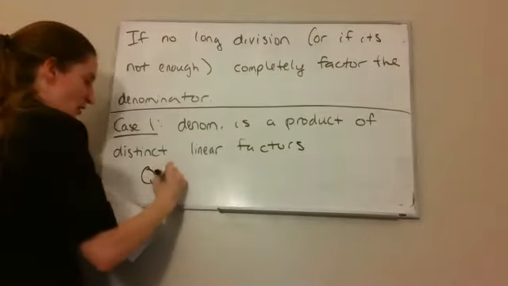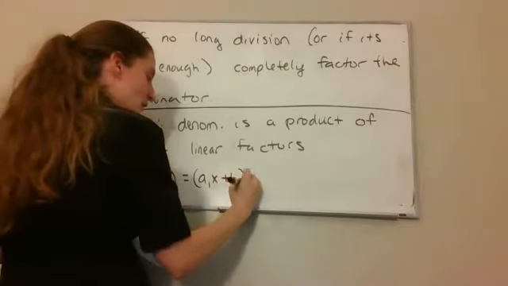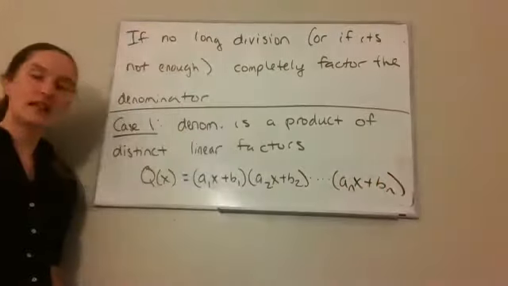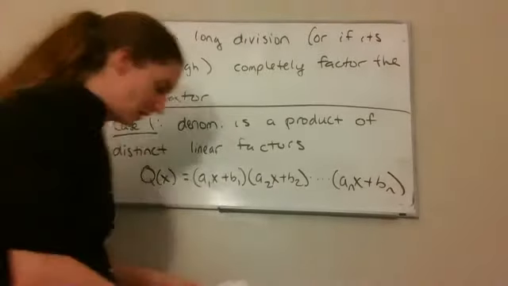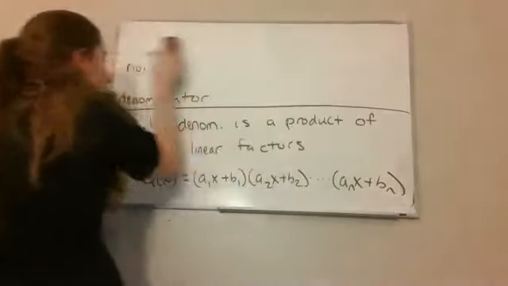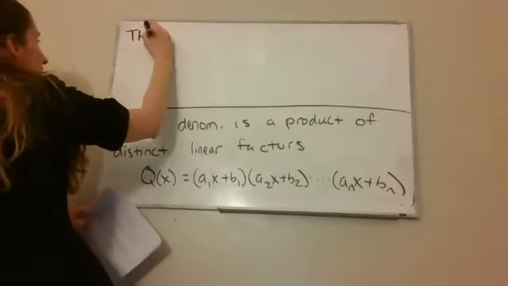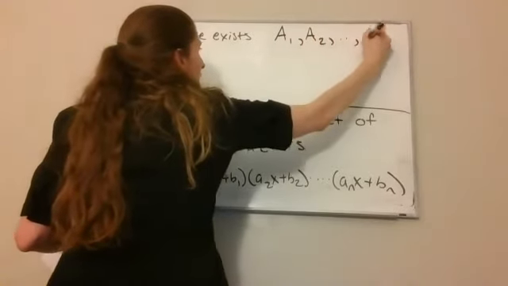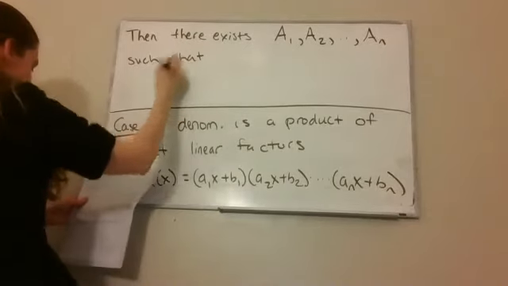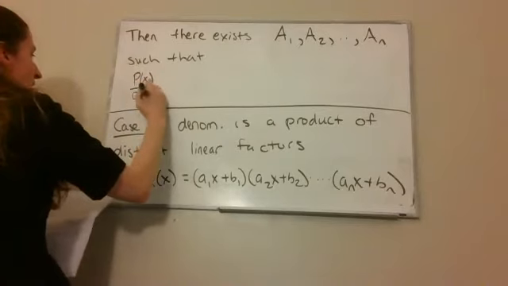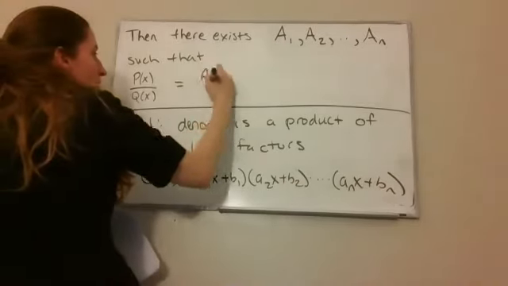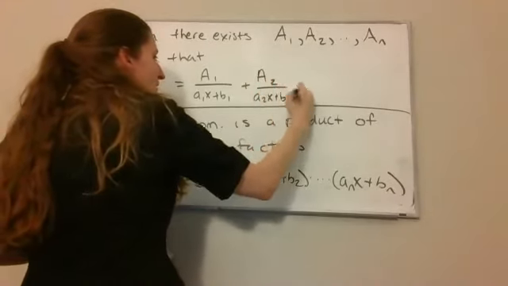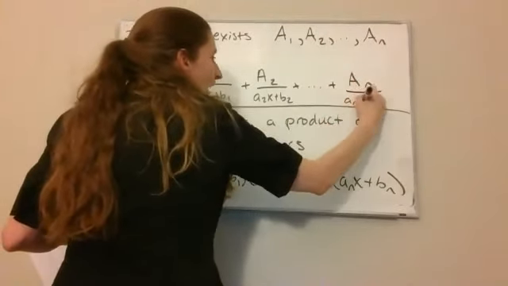So that means the denominator, which we were calling Q, looks like a1x plus b1 times a2x plus b2 all the way through anx plus bn. All just linear factors, and all of the factors are different. Well, then there exist numbers A1, A2, all the way through AN, such that our rational function P over Q looks like A1 over the first factor plus A2 over the second factor, all the way through your last constant over the last factor.